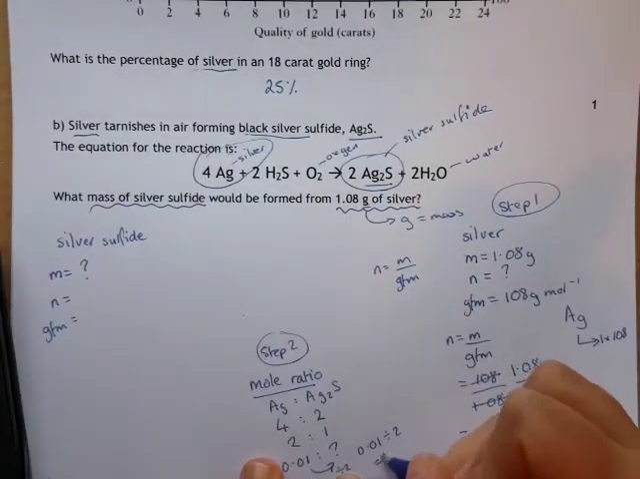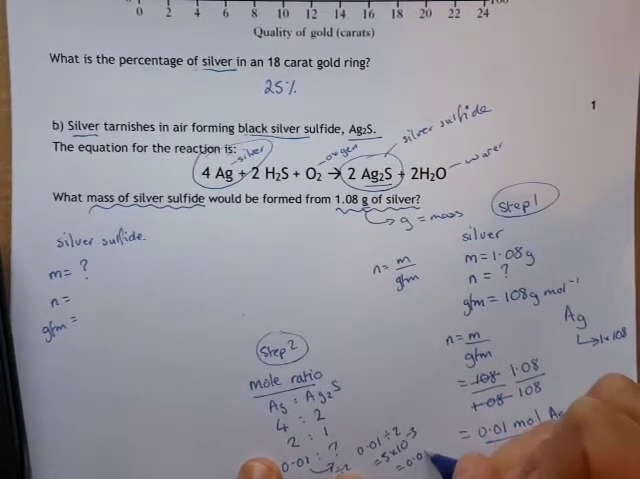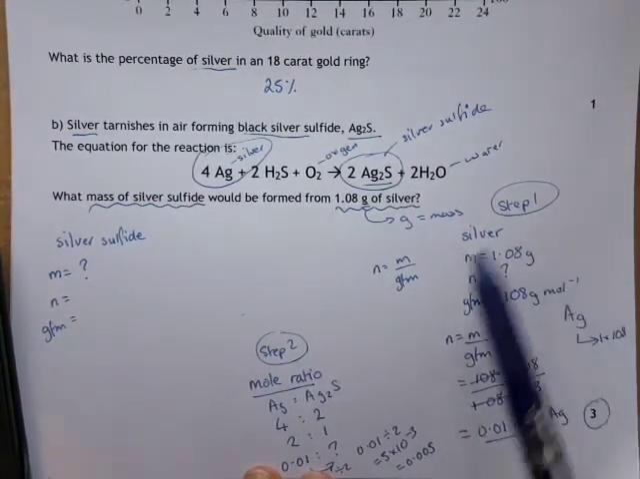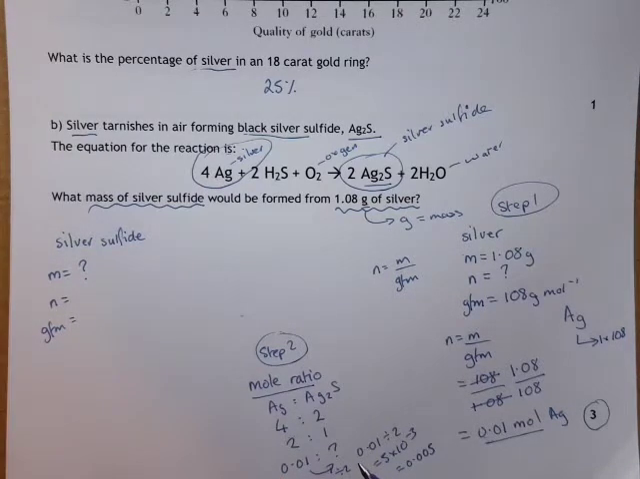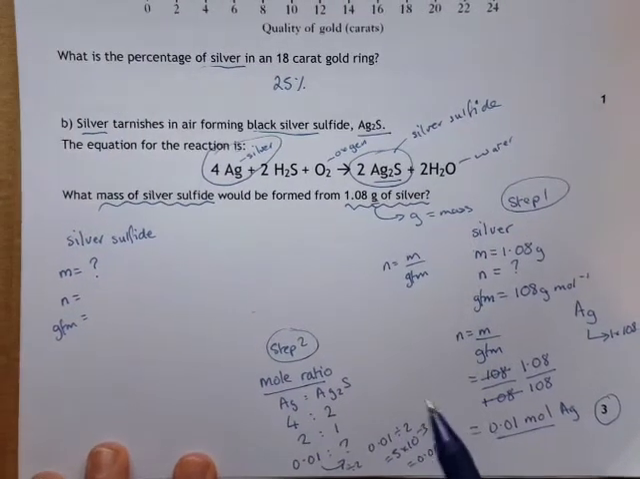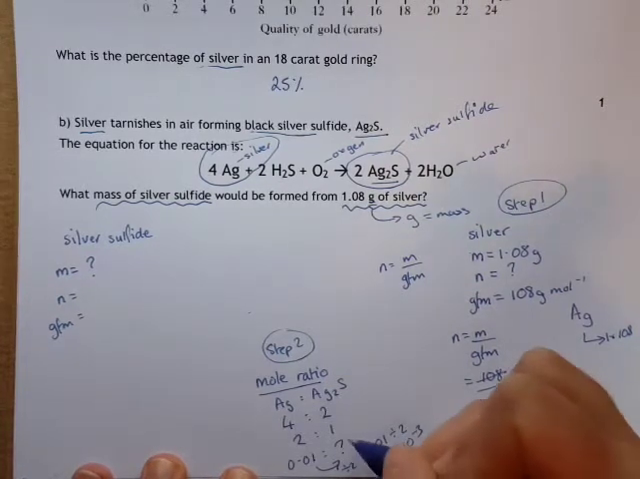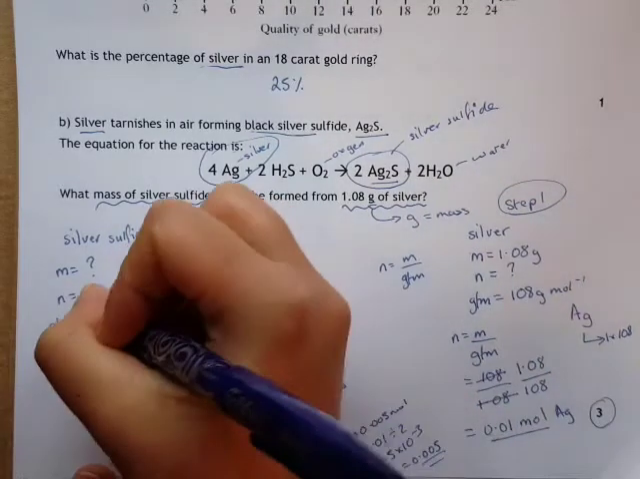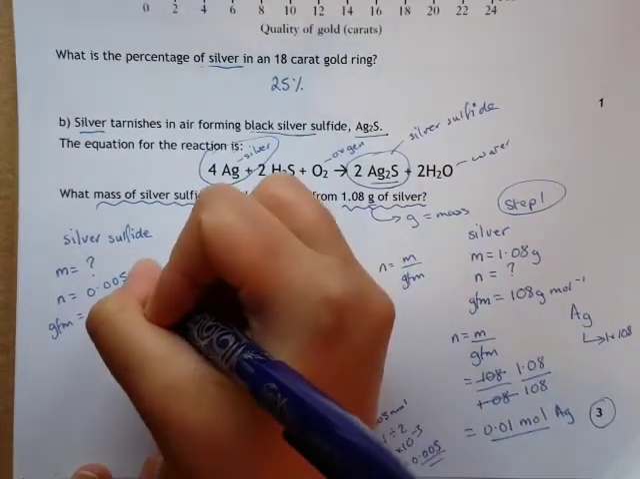You could either write that, or you might recognise that that's 0.005. Okay, so my first step was to calculate moles. My second step was to use the mole ratio, and now that I've used the mole ratio, that tells me that my moles of silver sulfide is 0.005 moles. So 0.005 is my moles of silver sulfide.